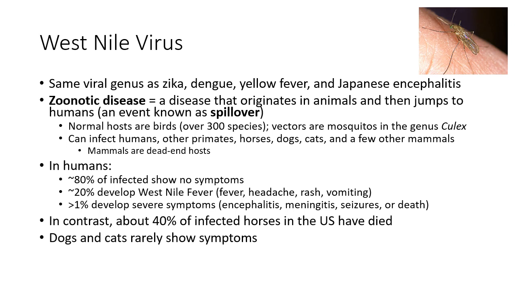The event of when a zoonotic disease jumps from a primary animal host to humans is called spillover. So that's the vocab word for that. The normal hosts are over 300 species of birds, and the vectors are mosquitoes, but in this case, the genus Culex mosquitoes. West Nile virus can infect humans, other primates, dogs, cats, horses, but most of those are dead-end hosts, but they can have mortality rates.